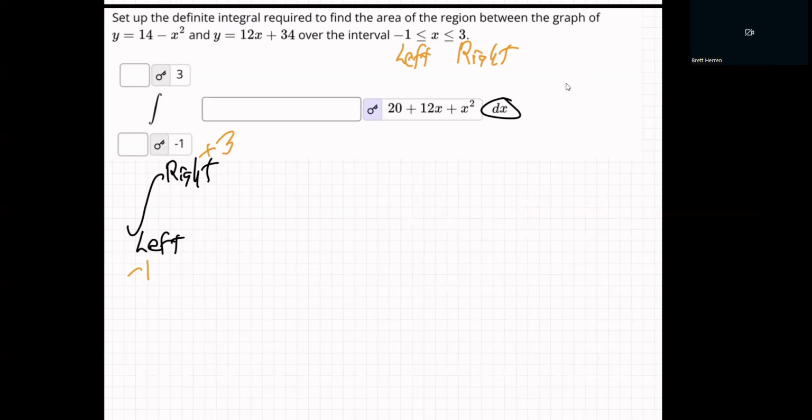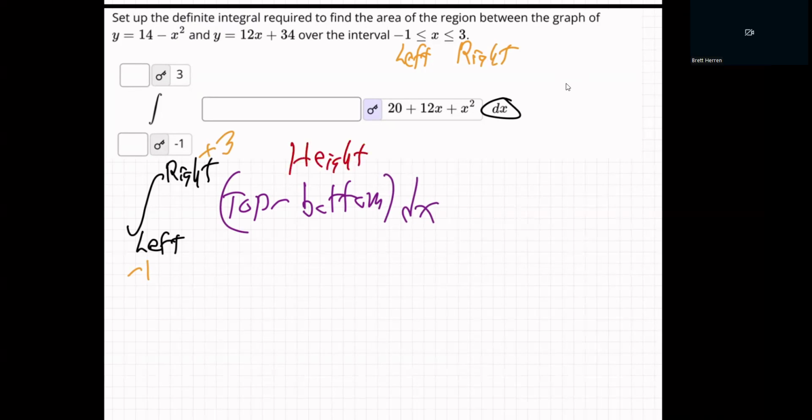Well, we're always going to take the top function minus the bottom function, dx. Why? Because that is the height of each rectangle, and the dx is the width. And the way you find the area of a rectangle is height times width, or length times width, whatever you want to call it. One side times the other. And we're going to sum, it's a big S, we're going to add up all the rectangles from left to right, from -1 to 3, each rectangle having a height times a width, and the height is the top minus the bottom.